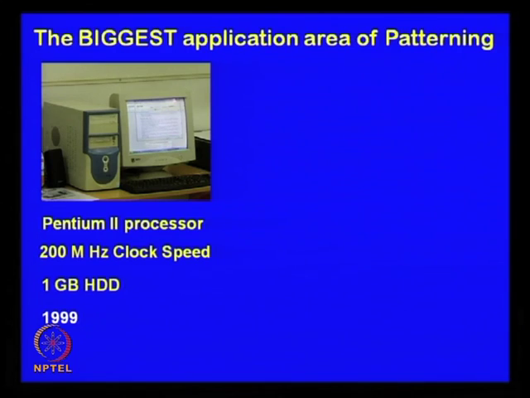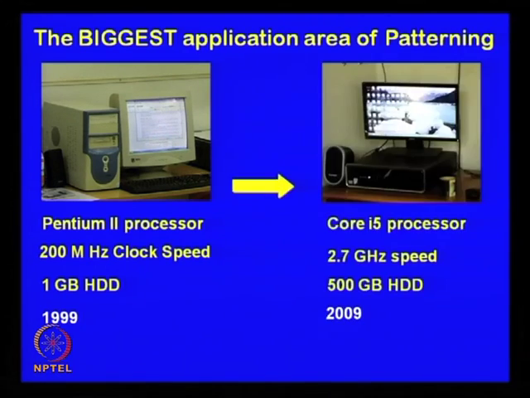Now, it had a clock speed or a processor speed of roughly 200 megahertz and a hard disk capacity of roughly 1 gigabyte. This was late 90s or early 21st century. Today, the thing shown on the right is pretty common: i-Core, i5 processors, i7 processor, clock speed ranging between 2.5 gigahertz to 3 gigahertz is pretty common, 500 gigabyte hard disk, well, terabyte capacity memory, these have also come in.